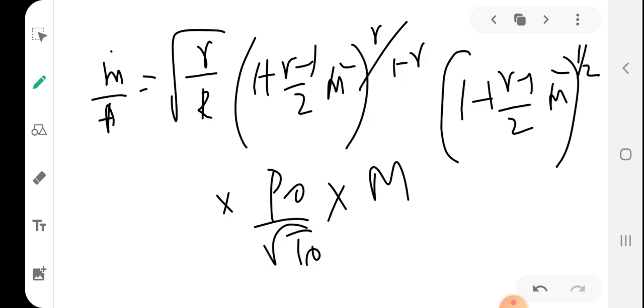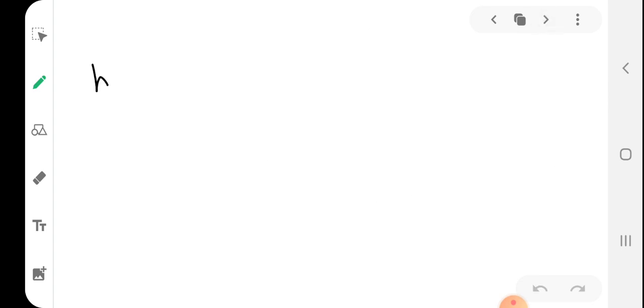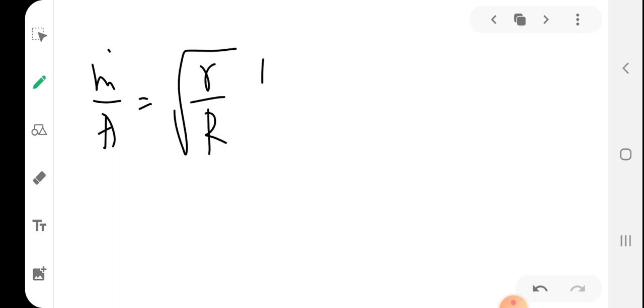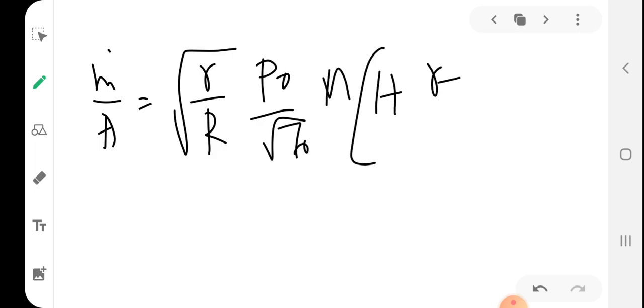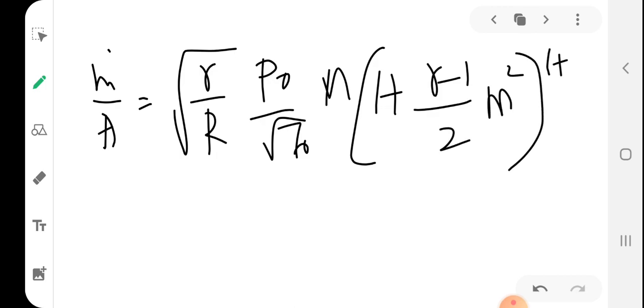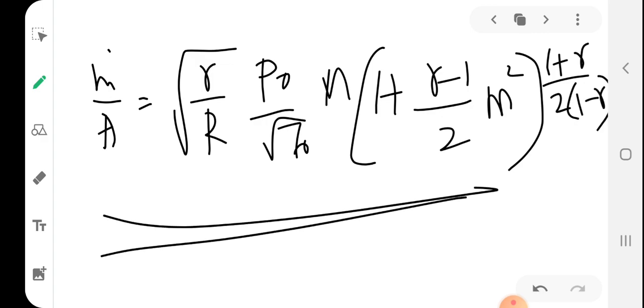So if you simplify it, you will get m dot by A equal to root of gamma by R into P0 by root T0 into M, and this will become 1 plus gamma minus 1 by 2 Mach square. So both the terms get clubbed to 1, so it will become 1 plus gamma by 2 raised to 1 minus gamma. So this is the equation for mass flux. Okay.